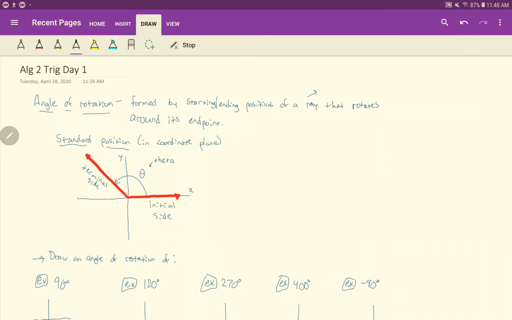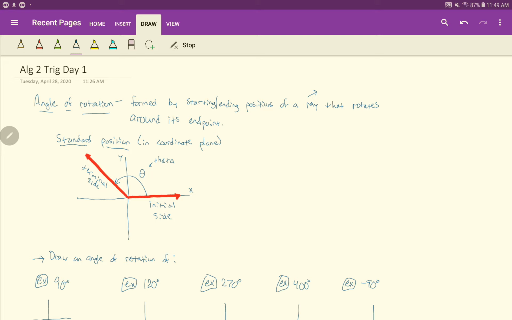Alright, so welcome to day one of our unit on trigonometry. This is one of my favorite units because it's closely related to geometry, and I love geometry. It's also super important if you're planning on going on to maybe pre-calculus and eventually calculus. So you definitely want to make sure you understand these topics.